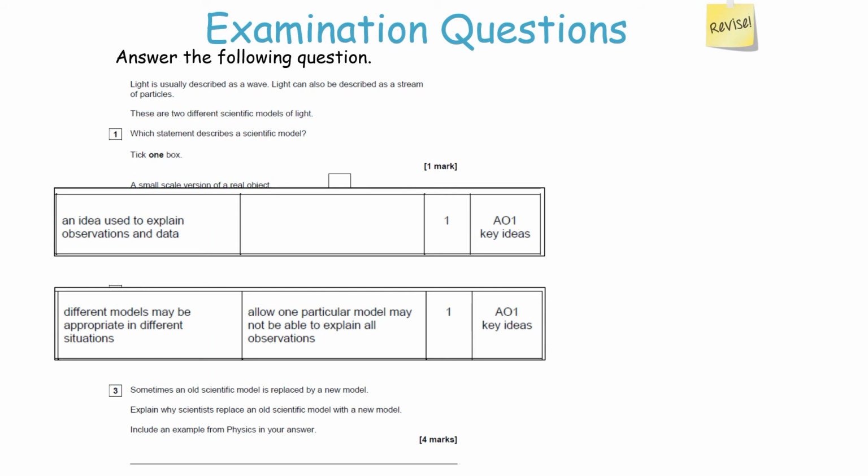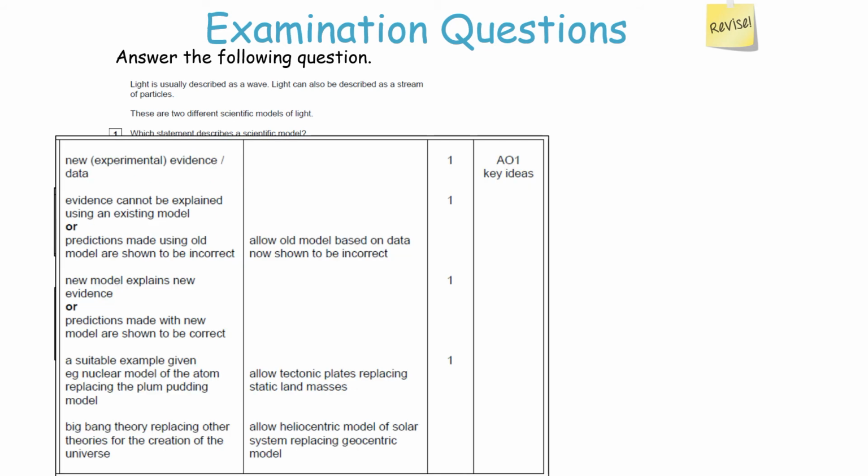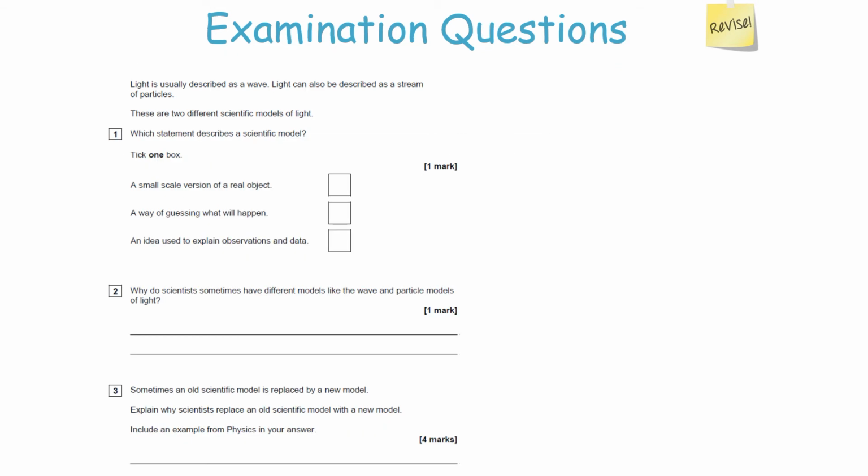Now, it's very important you know this, because this is the scientific method. So new experimental evidence or data, which can't be explained by the existing models, or the predictions of the old models are incorrect, so therefore we need to make a new model which can explain the new evidence, or can make predictions which are true in the new experiments. And think of an example of this. So we've got the Big Bang Theory, we've got the plum pudding model, we've got the model of light and such like that. So it's important you know how this particular idea works.